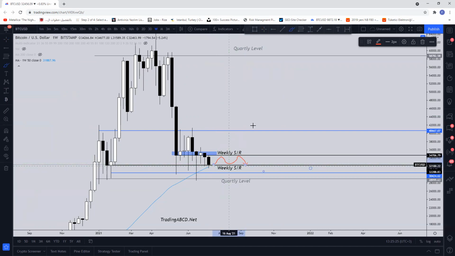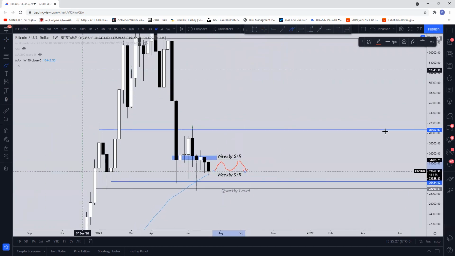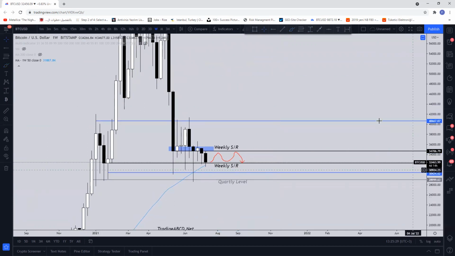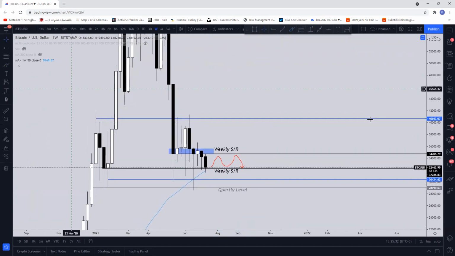Now, what I am expecting in the next few days, I expect we range more in this tight range between this weekly SR, between 34.7 and 32.3. Whenever I see a clean breakout above this, then I will turn bullish up to the range high, the 41K. And if I see a clean close below this weekly, then the same strategy: you see this bearish retest, you start shorting, you target the range low, and you target the quarterly level. Okay, so these are the important levels for me.